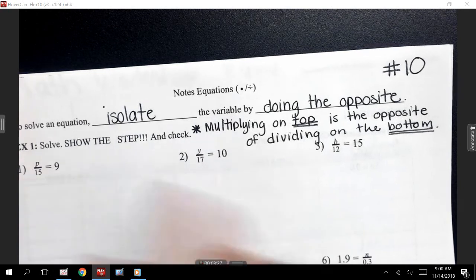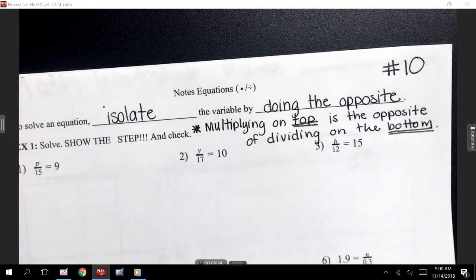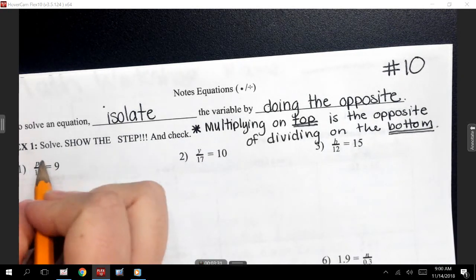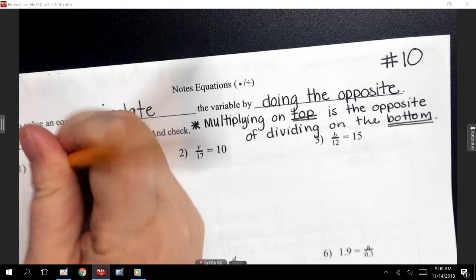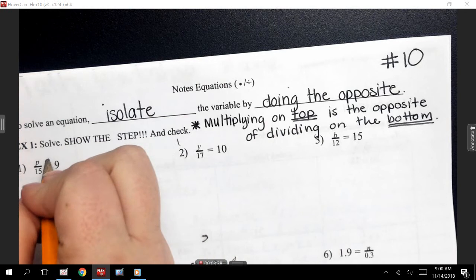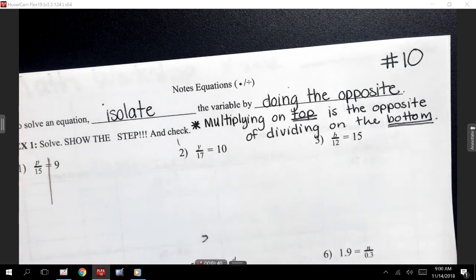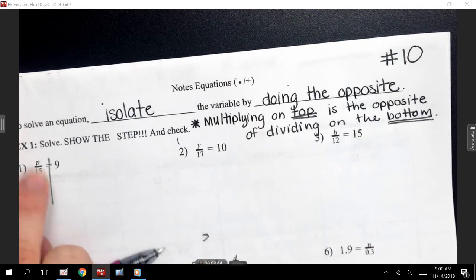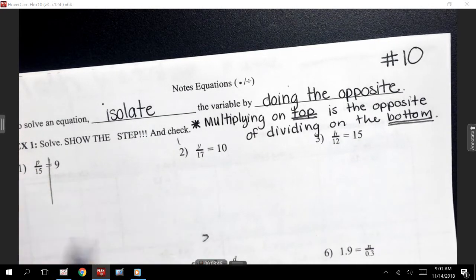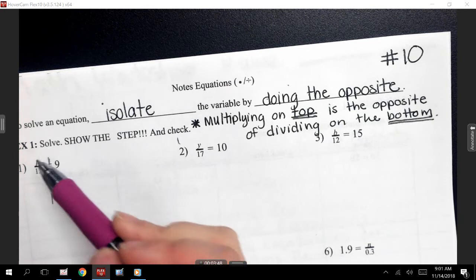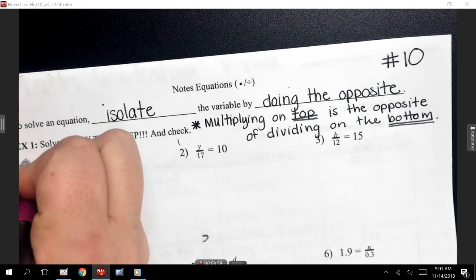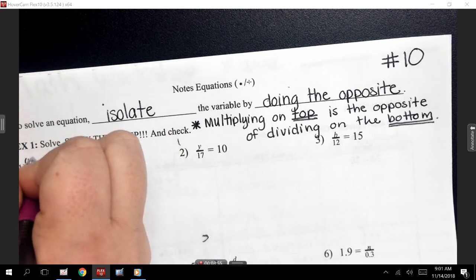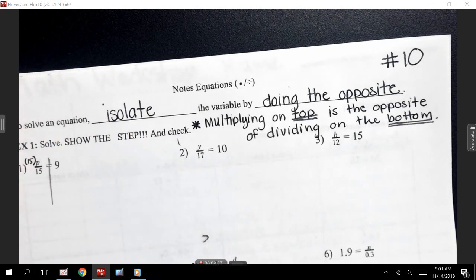So, on number 1, all right, there's my equal sign. I still want to draw my line down the equal sign because that's where it's splitting. So now I have a left side and a right side. On the left side is where I have P divided by 15. The opposite, I want you to watch how I do it. The opposite of P divided by 15 is P times 15. So I'm just putting that 15 next to P in parentheses.